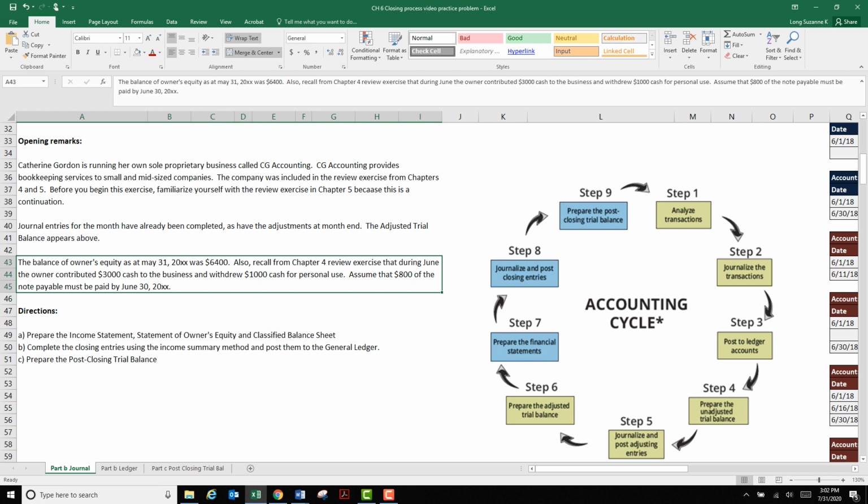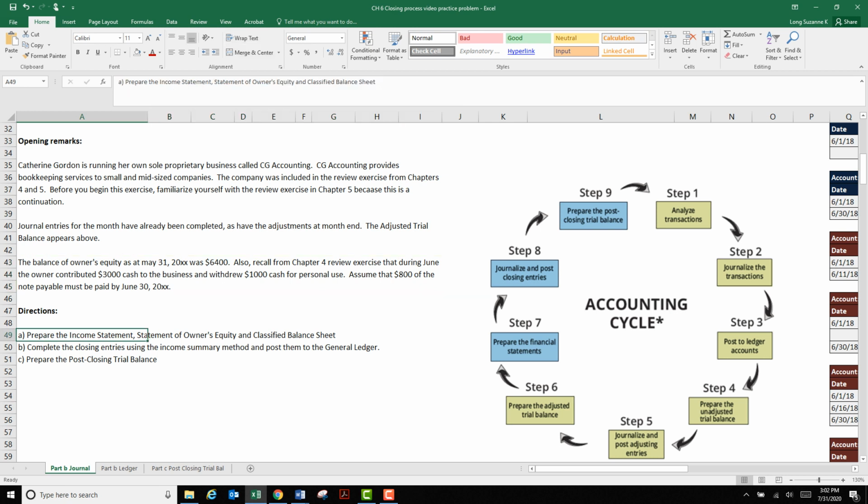And then here's our instructions. As you see in order here, this is the AME Learning picture of the accounting cycle, and this is their problem. Prepare the income statement, statement of owner's equity, and classified balance sheet, the financial statements. And here's where we're going to start: closing entries and posting, and post-closing trial balance.